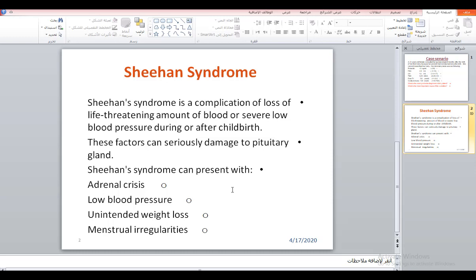And thank you very much. All of these are related to secondary amenorrhea, which is caused by premature ovarian failure, Asherman syndrome, and Sheehan syndrome.